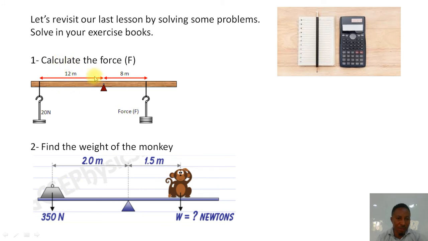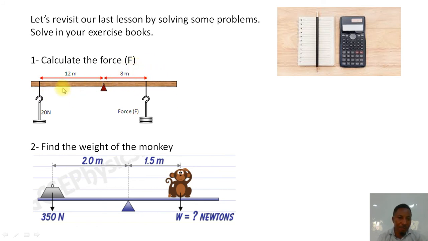Now here the question says calculate the force F. We know that clockwise moment, the turning effect on this side, is the same thing as anti-clockwise moment, the turning effect on this side, if this object is balanced. And from the look of things, this object is balanced. It's balanced because it has neither tilted to the left nor to the right.